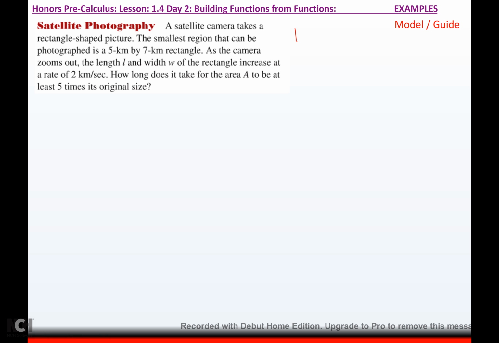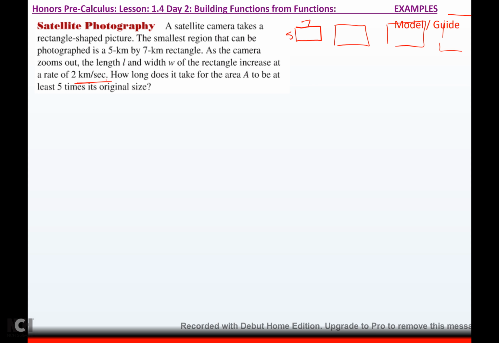So what they're doing, guys, is they're starting off with this rectangle that's 5 by 7. And they're zooming out, and they're zooming out, and they're zooming out, and this thing keeps getting bigger and bigger and bigger. And they want to know how long, and it keeps getting bigger at a rate of 2 kilometers per second.